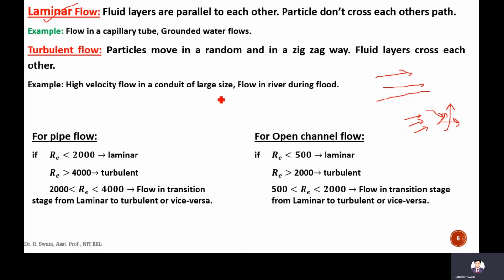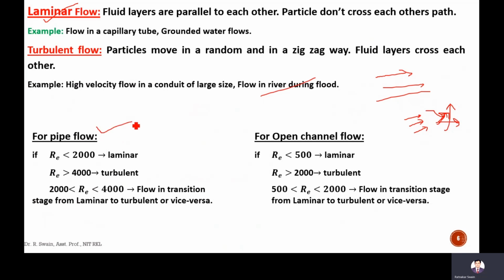High velocity flow in a conduit or pipe of large size gives sudden flow, and this zigzag and random motion will be there. That is called turbulent flow. An example is flow in a river during flood.